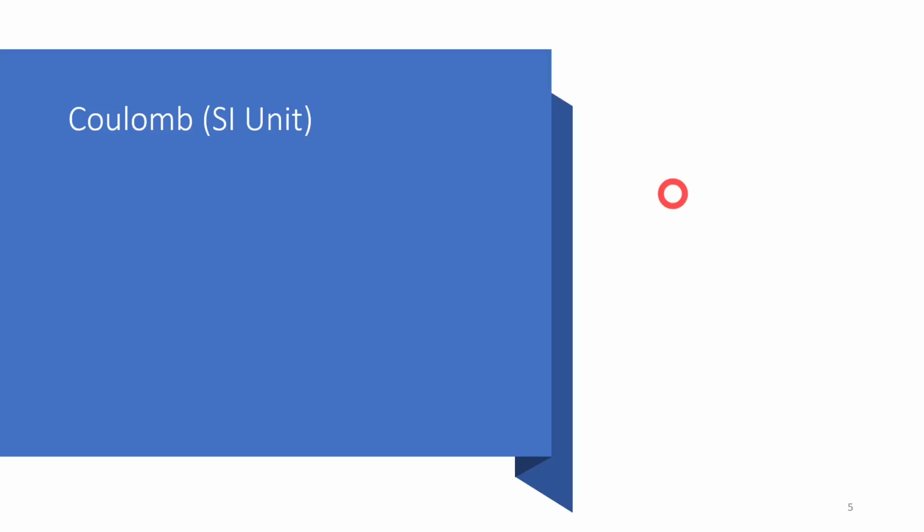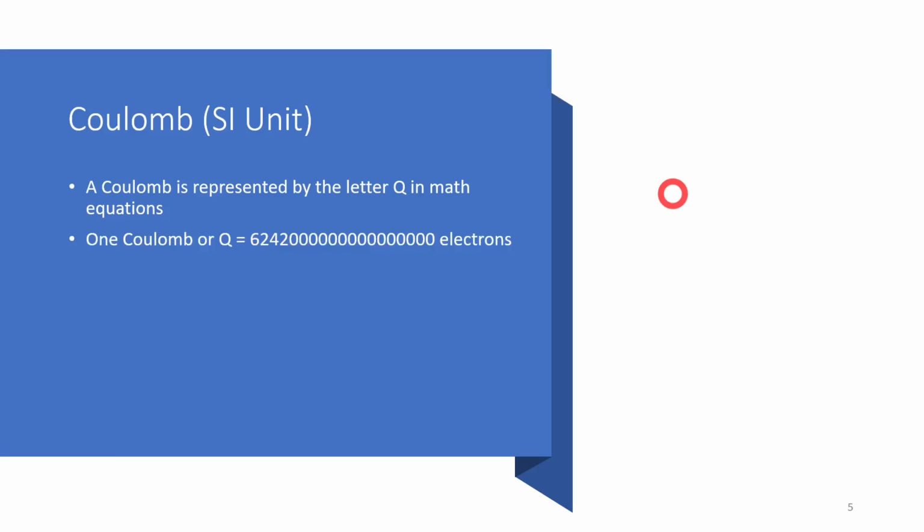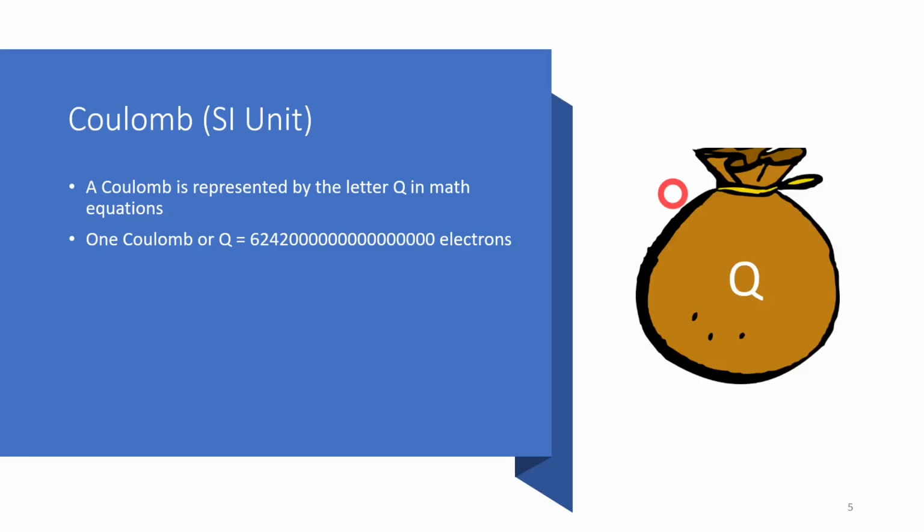So let's look a little bit further at this Coulomb unit. Coulomb, as we said, is represented by the letter Q in equations. 1 Coulomb is that amount of electrons. Now, if I put that in engineering notation, as I said earlier, I'm going to use this sack to represent 1 Coulomb. So anytime you see this sack in future slides, I'm talking about that many electrons. So let's see what that is in engineering notation. That is 6 exa 242 peta electrons.